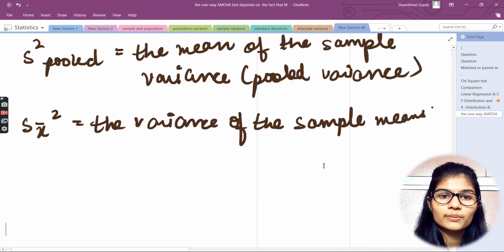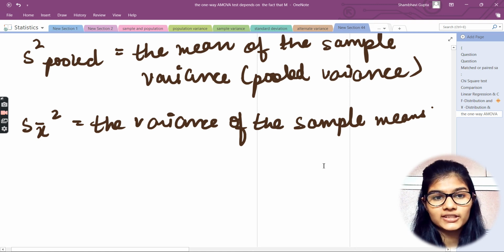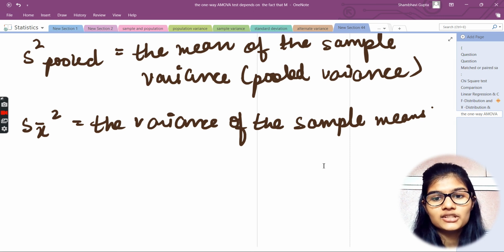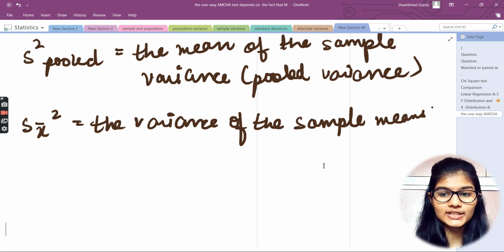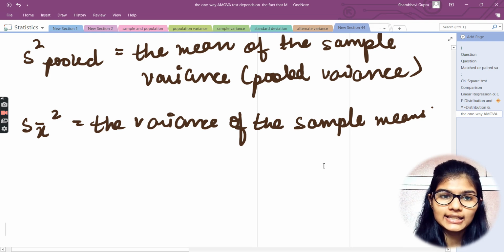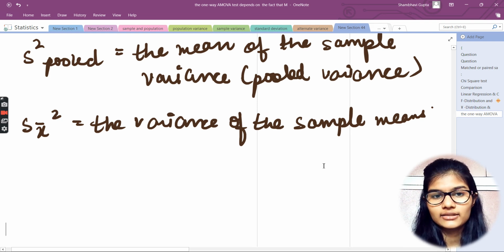Then we have S squared pooled, which is equal to the mean of the sample variance, the pooled variance. And S x bar squared is the variance of the sample means. So I hope I made this very clear to you regarding the F ratio and the F statistic.